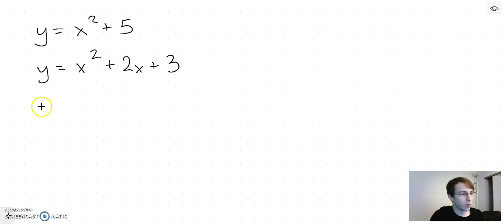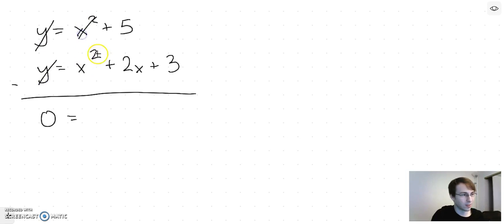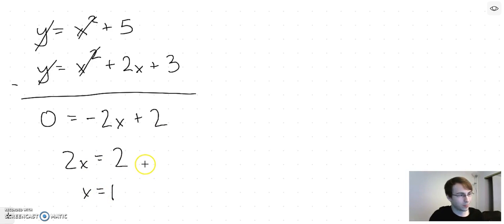Well, one way is just to subtract the equations from each other, and we get 0 equals, well, not only do the y's cancel, but the x squareds cancel. Then we get minus 2x, and then 5 minus 3 is 2, plus 2. So 2x equals 2, so x equals 1. So that's one way. Or we can substitute.